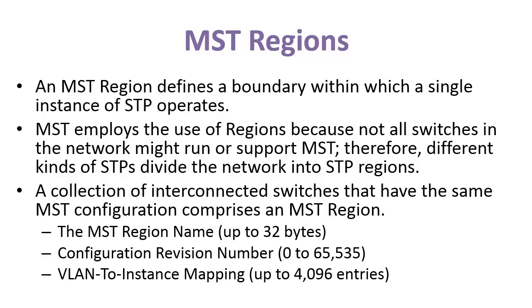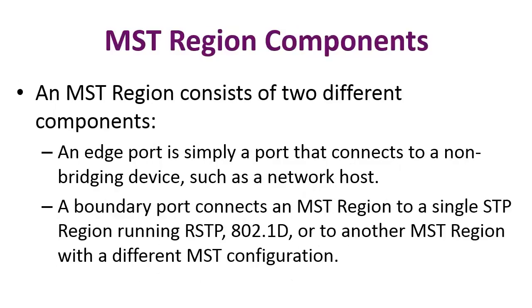An MST region consists of two separate components: an edge port, which is simply a port that connects to a non-bridging device such as a network host, and a boundary port, which connects an MST region to a single spanning tree protocol region running RSTP 802.1w, 802.1D, or any other MST region with a different MST configuration.